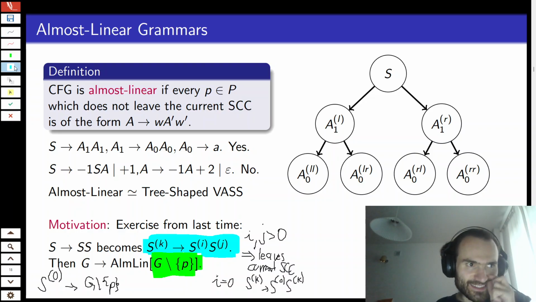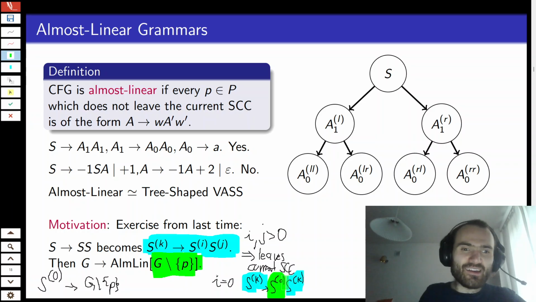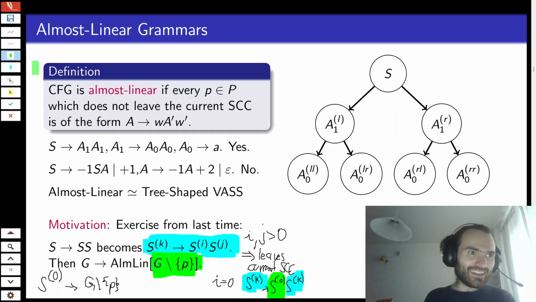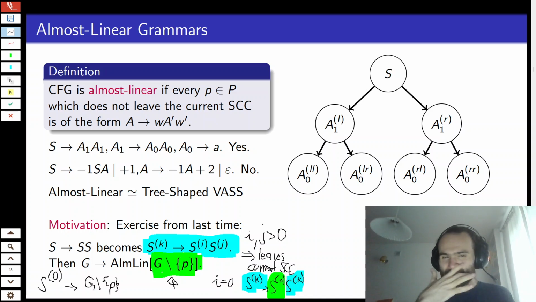What this means is you have a part that is an almost linear grammar, if you view this green part as being a terminal. So it's exactly like a kind of grammar where below you have your original grammar with p removed, and on top of it you have built an almost linear grammar.